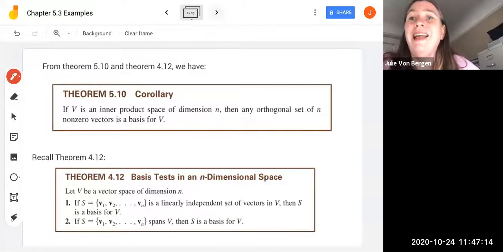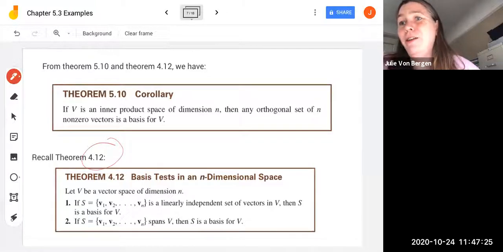All right, so from that theorem and then theorem 4.12 that I put down here to remind you, we get that corollary that if V is an inner product space of dimension n, then any orthogonal set of n non-zero vectors is going to be a basis for V.